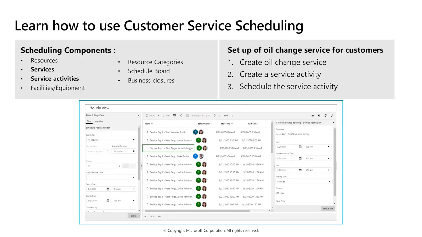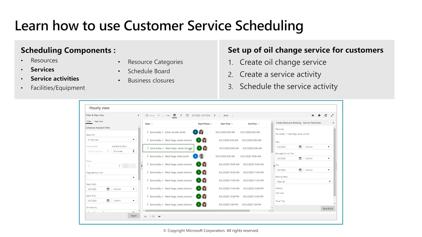So let's now take a look at customer service scheduling. Now, Dynamics 365 for customer service includes a feature called customer service scheduling. And there are several different components within this. So we have resources, and resources can define the specific people, facilities, or equipment that can be scheduled to work on items. Resources could represent internal employees, third-party contractors, facilities, or equipment.